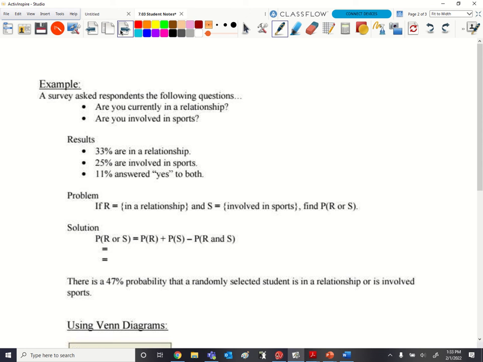Are you involved in sports? Okay. So according to my percentages, now the word percent means what? Percent.